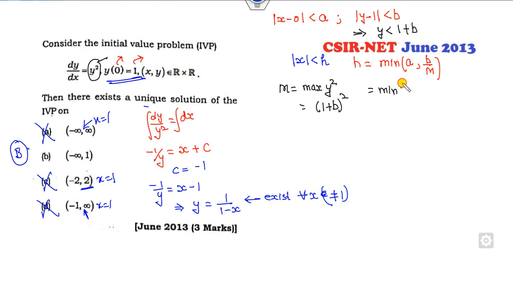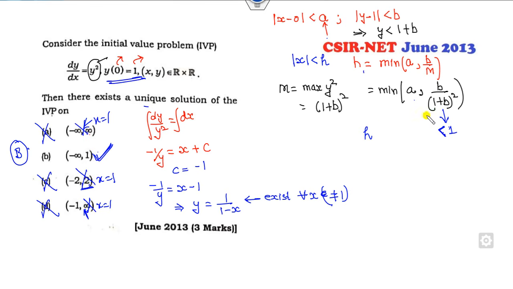So what is the meaning of that? Minimum of a, b over (1 plus b) square. Now there is no need to solve it. We can check the options. Because this is a minimum, what is a? The upper limit of a is infinity, so the minimum is either one of them. So clearly this number is always less than 1. Can this number be always less than 2? No. This number is always less than 1, so this option is cancelled. This option is also cancelled.